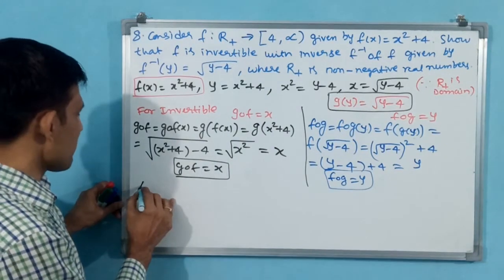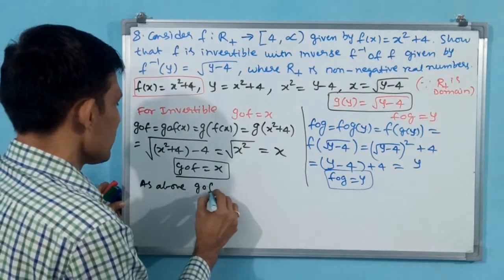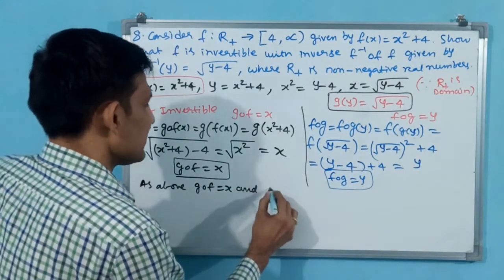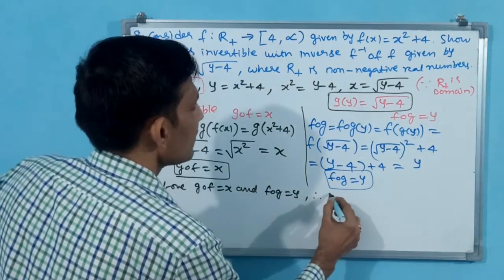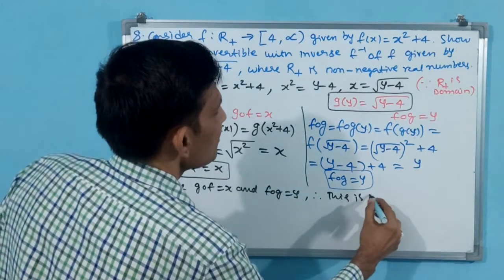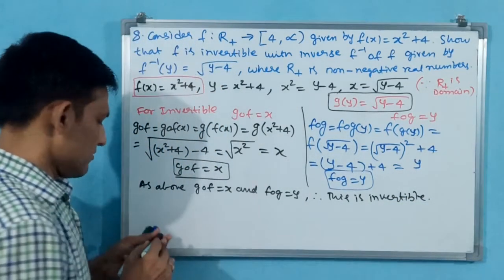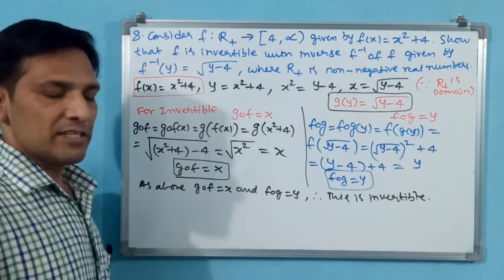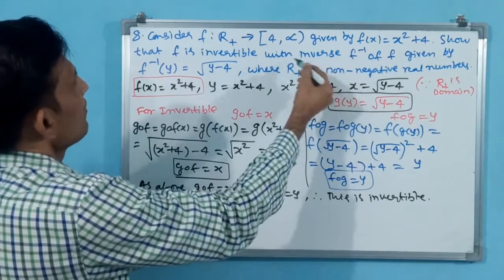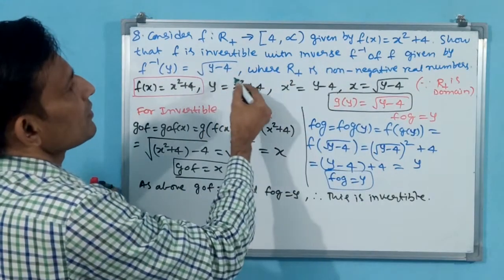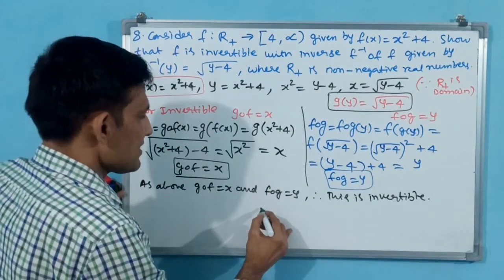Yes, as above, GOF is equal to X and FOG is equal to Y, therefore this function is invertible, you write. Now, this is invertible. What about the inverse? He also asked us to write the inverse. What is the inverse?